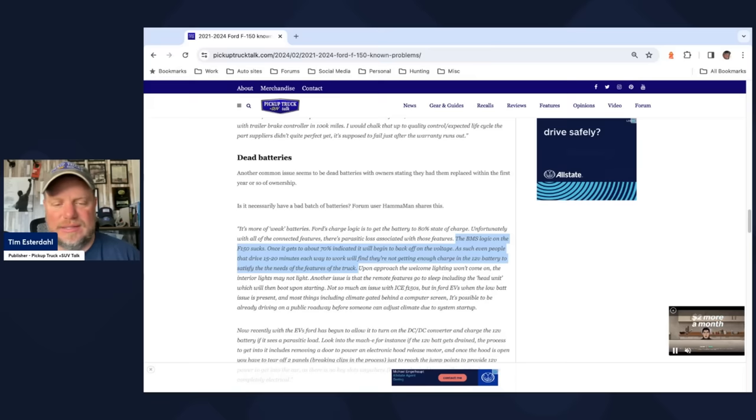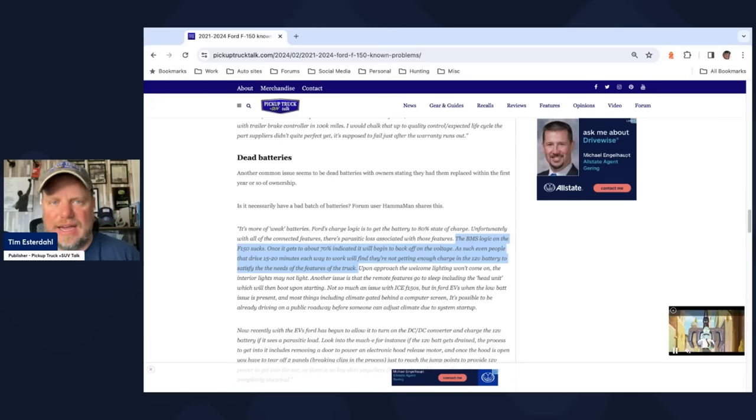Now, he's got the FORScan built in. You can add something like a Banks Dash digital gauge, and you can learn enough information about your truck this way. So on approach, the welcome lighting won't even turn on. The interior lights may not.